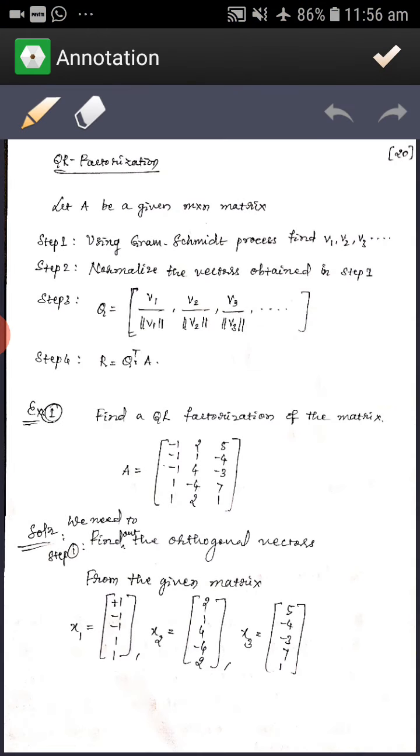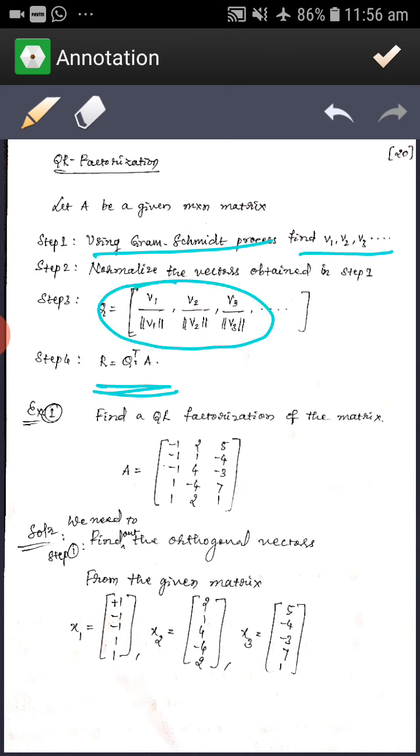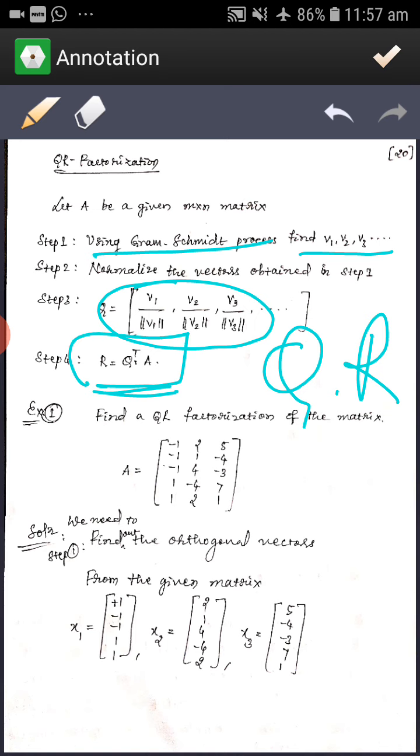R we can calculate as R equals Q transpose A, but how do we calculate Q? The process in QR factorization is: first we find v1, v2, v3, the orthogonal vectors, using the Gram-Schmidt process. After that we calculate the unit vectors, that is each vector divided by its length. Calculating the individual unit vectors gives us Q. After that we calculate R, which is nothing but Q transpose into A.